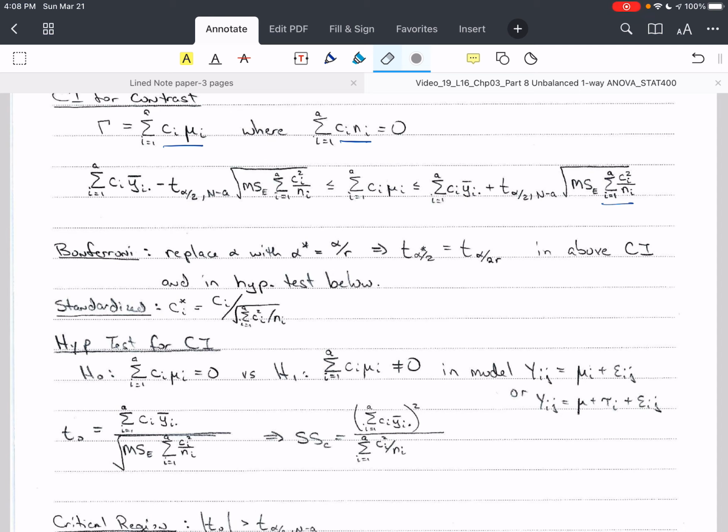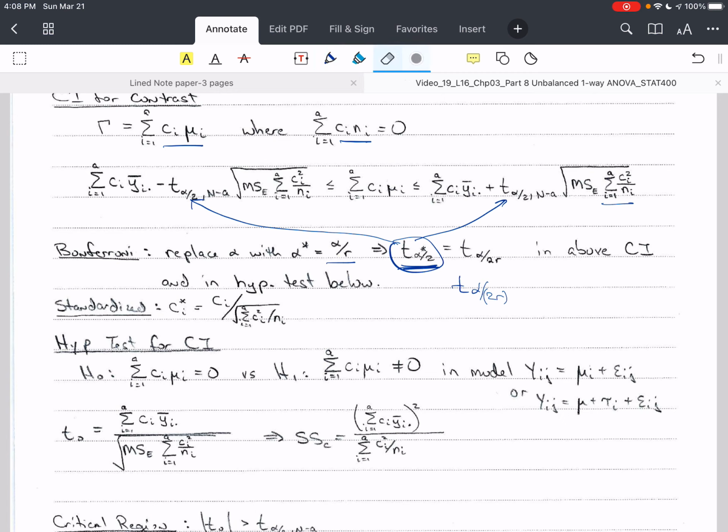Bonferroni, again, we're going to replace alpha with alpha divided by r, where r is the number of contrasts or comparisons we want to make at once. And so this means that t sub alpha star divided by 2 is the same thing as t sub alpha divided by 2 times r in the denominator. So whichever way you want to think of it, you can do that. So we substitute this in place of these to use the Bonferroni method.